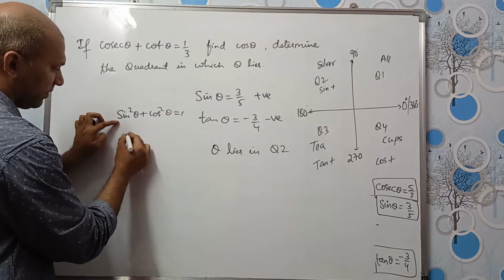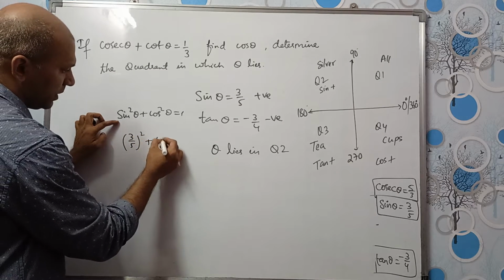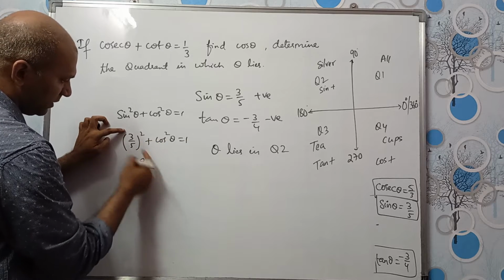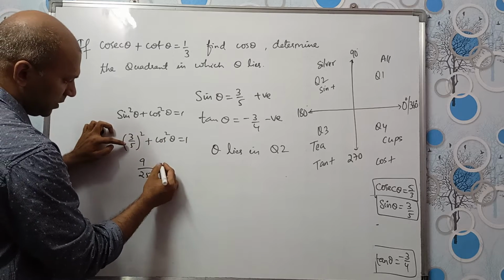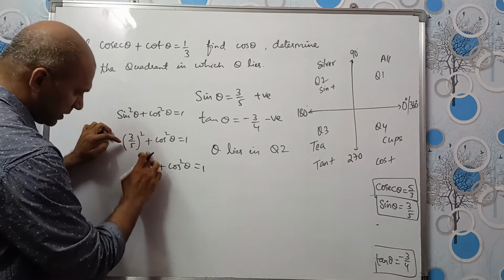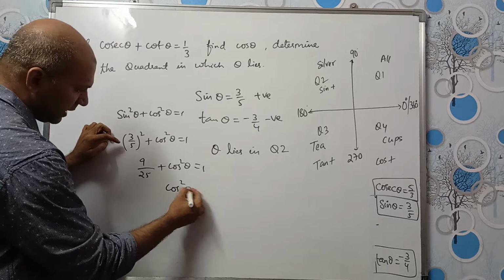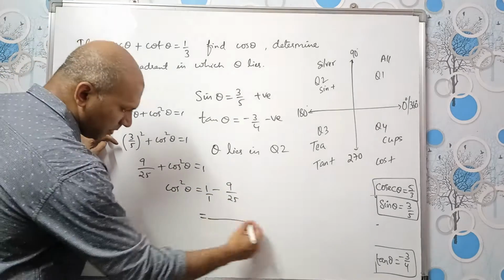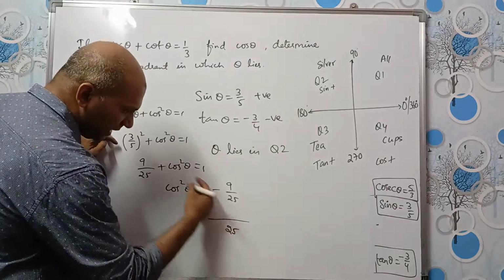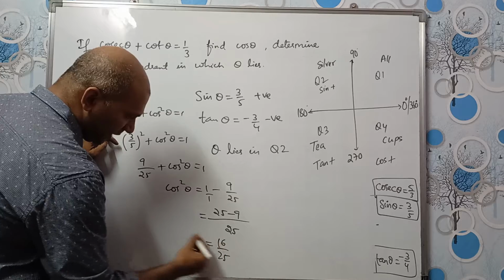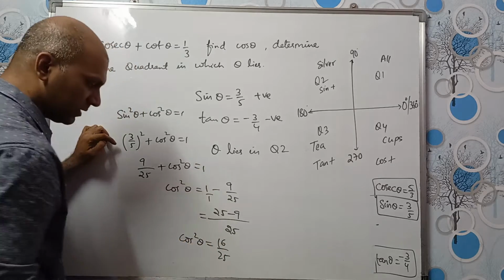It is (3/5) whole square plus cos square theta is equal to 1. So this is 9 by 25, 3 square, 5 square, right? Plus cos square theta is equal to 1. So this 9 by 25 goes on the other side, becomes minus. Okay, so this is 1 by 1, denominator is 25. So this is 25 minus 9, 16 by 25. Cos square theta is 16 by 25.